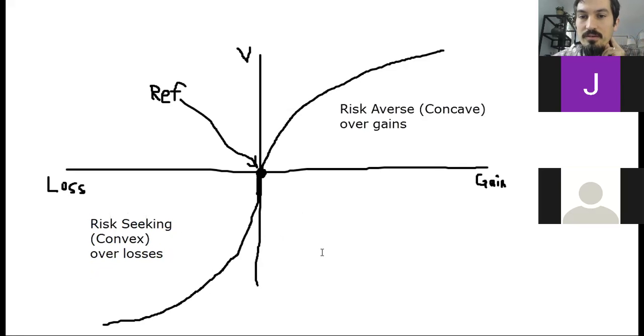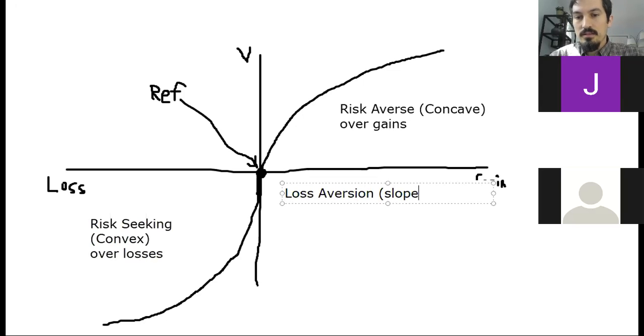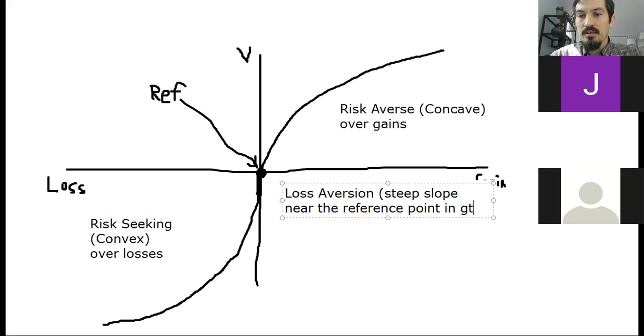They got the reference point. We got the concavity over here, convexity over here, and there's something else right here in the middle and that's loss aversion. More text. Want some more text? Loss aversion because of the slope. It's because of the steep slope near the reference point in the domain of losses. That's where it comes from.